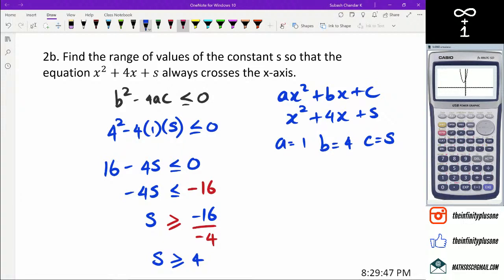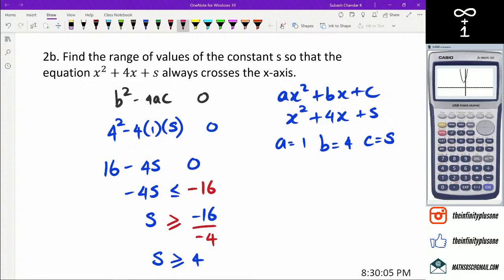Let me just check that. Does that actually work out? Something doesn't feel right in this question. What have I made a mistake with? Made a mistake in the first part of the question.